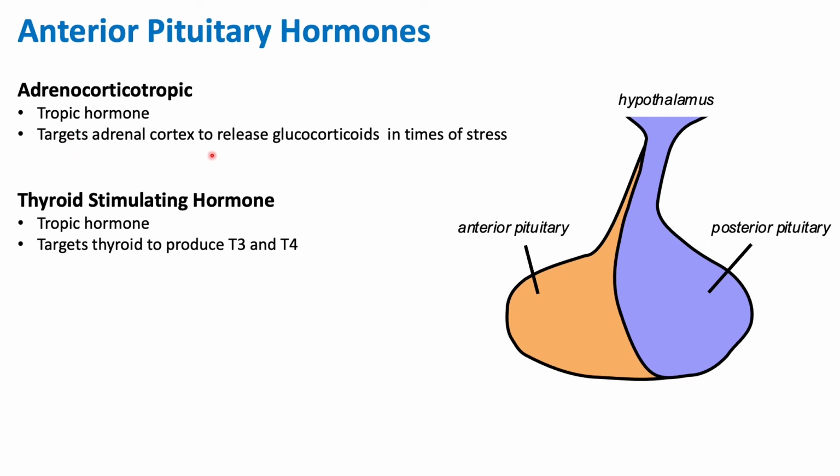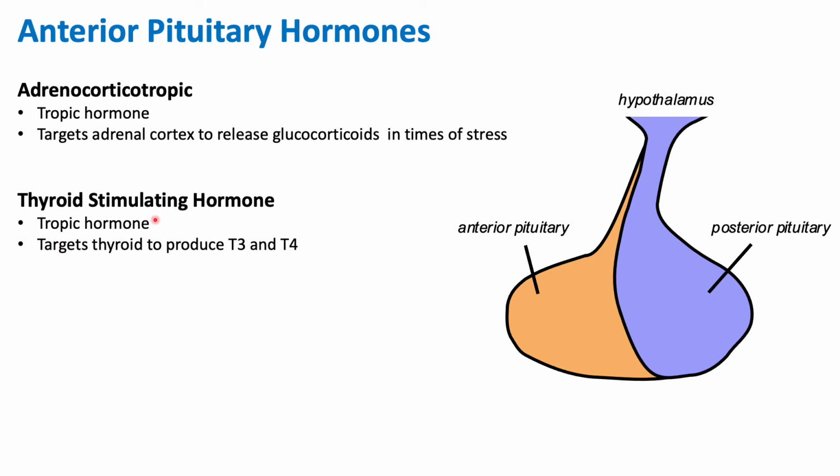We can see over here that it's not targeting a specific area, but it's targeting another type of gland, which will then release another type of hormone, which will then reach the target area. So this hormone, the adrenocorticotropic hormone, when it targets the adrenal cortex will then release glucocorticoids, which are utilized in times of stress by the body.